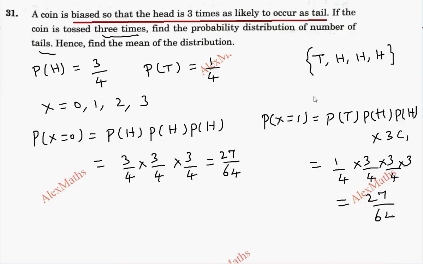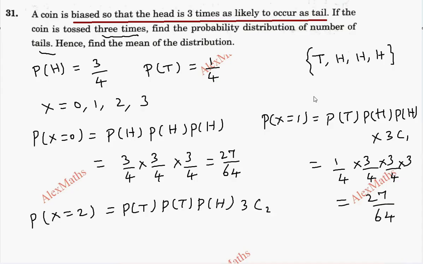Now P of x equal to 2. There are two tails and one head, and we have to put 3C2 because out of three places there are two tails. So it will come in different orders. So for including the order, we have to put 3C2. This is 1 by 4 into 1 by 4 into 3 by 4, and 3C2 is 3. So this is 9 by 64.